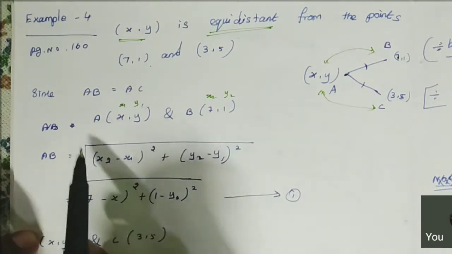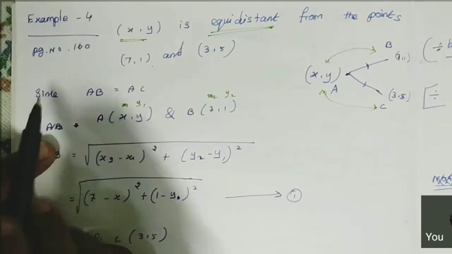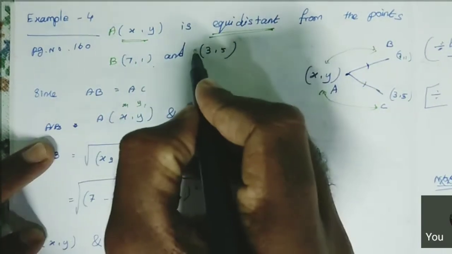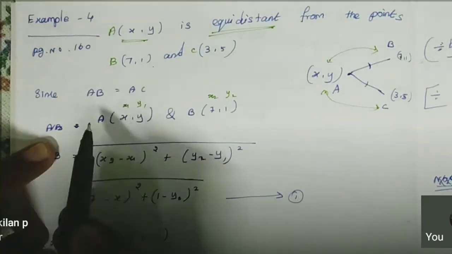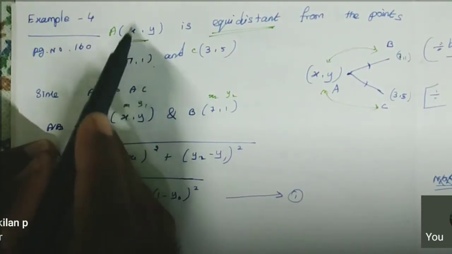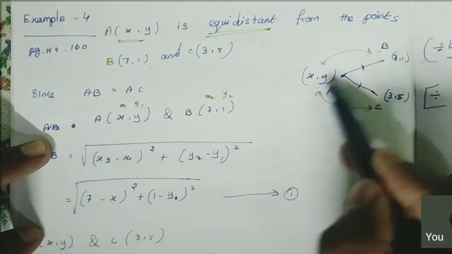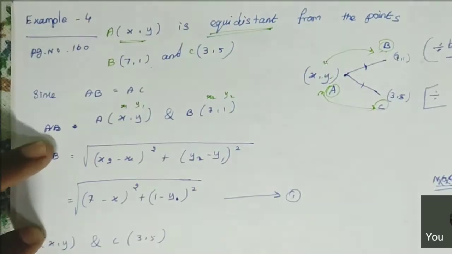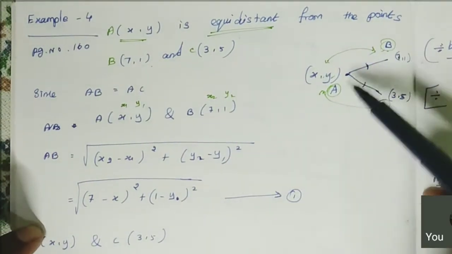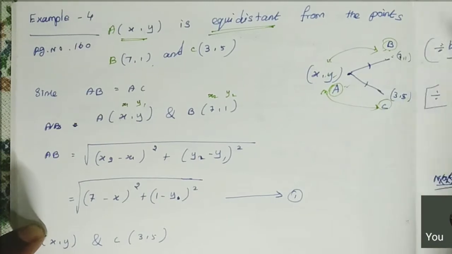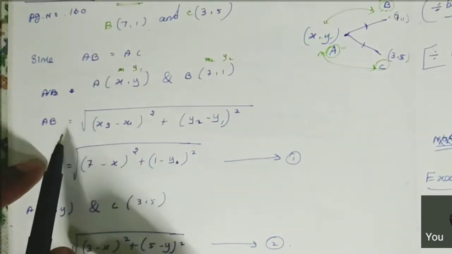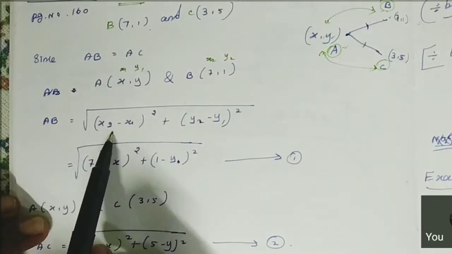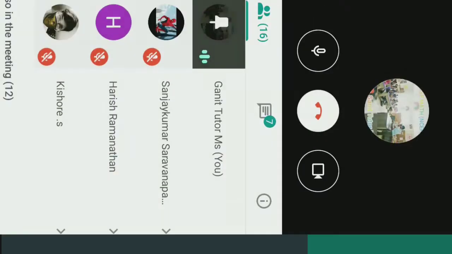Okay. Now, let me consider the first point as A, the second point as B, the third point as C. So they said the distance AB is equal to AC, which is given in the problem. First we can find the distance AB. What is the distance formula? D is equal to square root of x2 minus x1 the whole square plus y2 minus y1 the whole square, right?